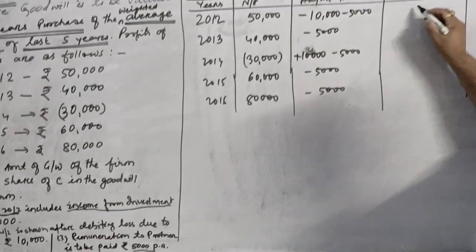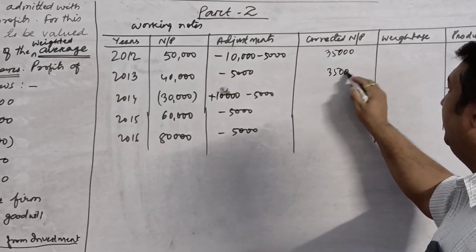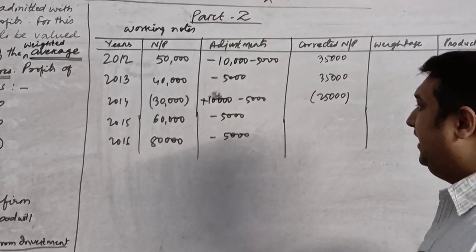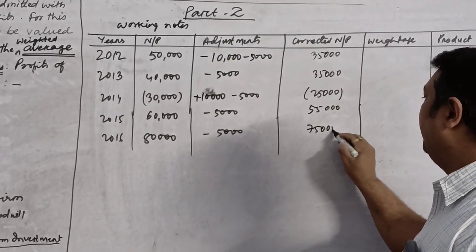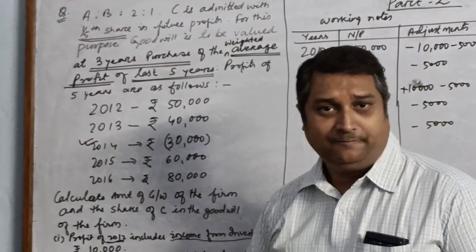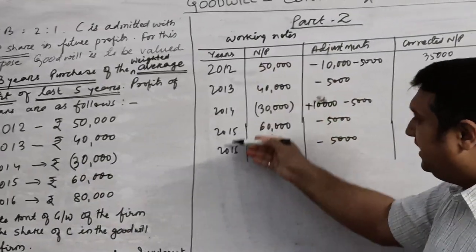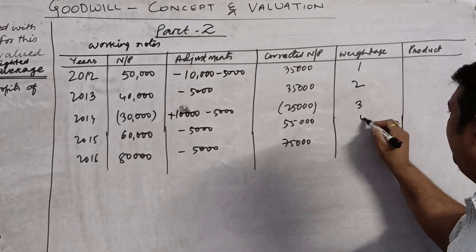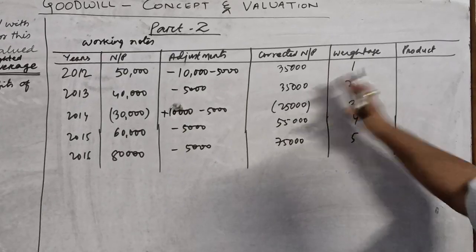Now I will find out the corrected net profit. My corrected net profit is 35,000, loss of 25,000, and then 55,000, and then 75,000. Now if you can see, there was no weightage given in the question. So what I'm supposed to do is, the years are already arranged in the ascending order. Now I will give weightage, 1 for the first year, 2, 3, 4 and 5. Like this I have given the weightage, and now I will find out the product.